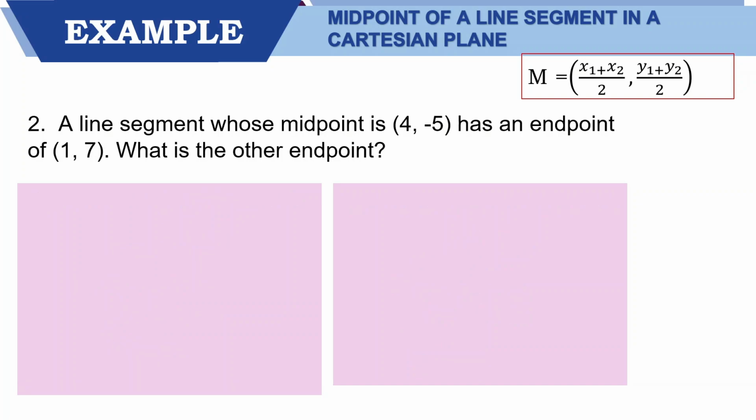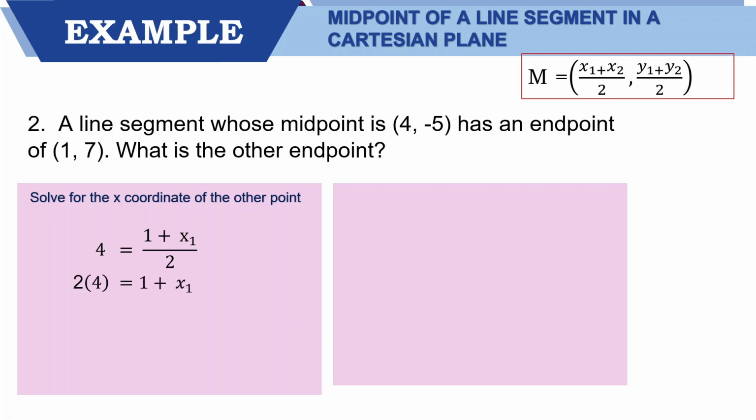Let's have another example like that. A line segment whose midpoint is (4, -5) has an endpoint of (1, 7). What is the other endpoint? Solve for the x-coordinate of the other point. Since we are looking for the x-coordinate, we will plug in the x-coordinate of the midpoint in place of m. So we have 4 equals 1 plus x sub 1 over 2.